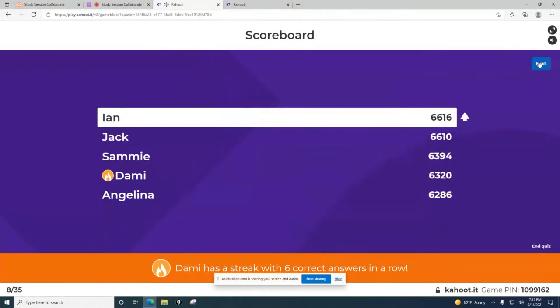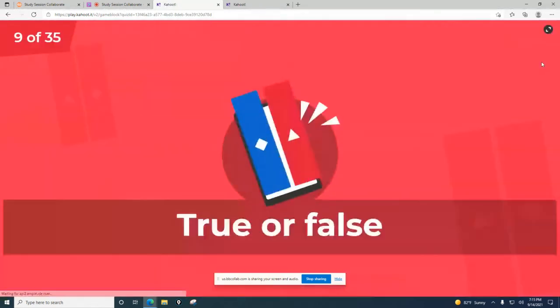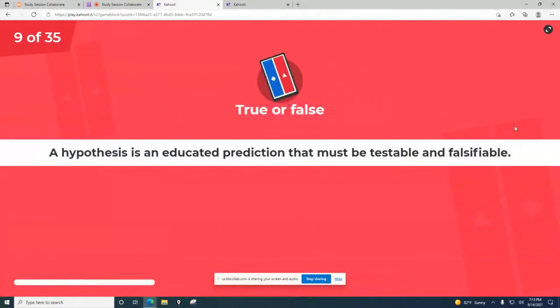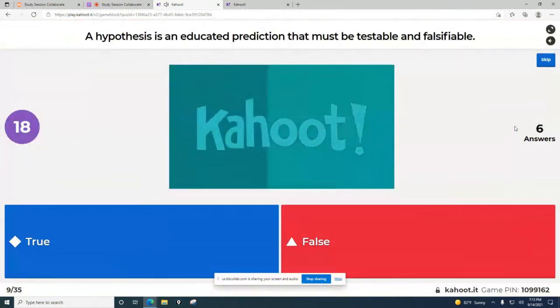Ooh, Tommy's on fire. True or false? A hypothesis is an educated prediction that must be testable and falsifiable.